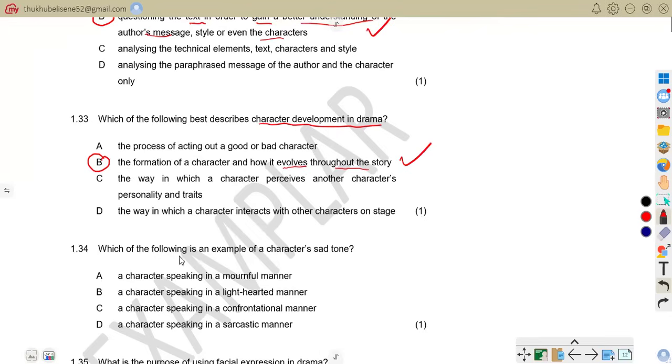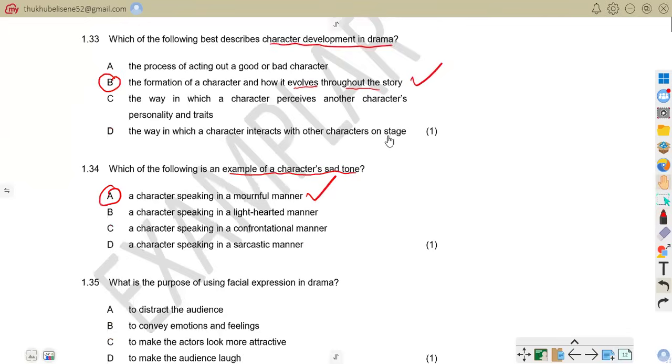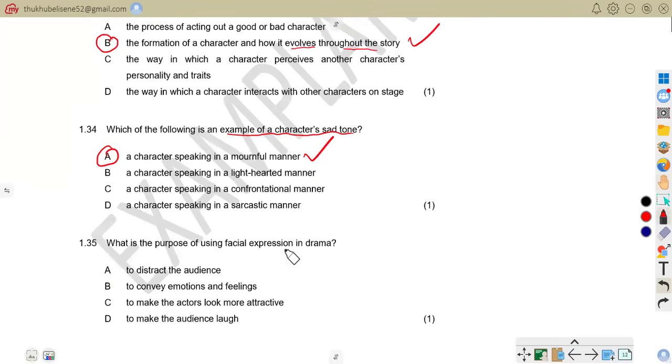1.34: Which of the following is an example of character set story? The correct answer is A: a character speaking in a mournful manner. So that is that. Now we come to 1.35: What is the purpose of using facial expression in drama? The correct answer is B: to convey emotions and feelings. That is that.